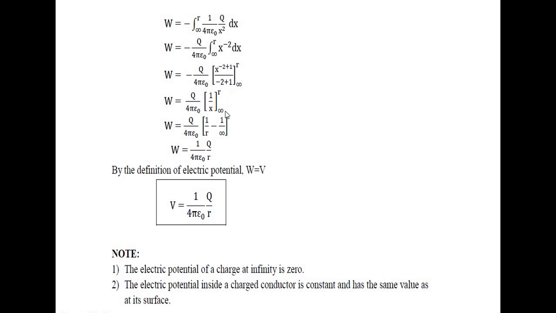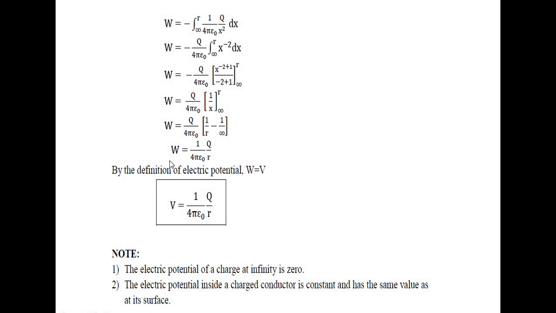This is the limit of integration, means the charge is brought from infinity to the point r. That is why we have to substitute the limits. Upper limit 1 by r minus lower limit 1 by infinity. Here 1 by infinity becomes 0. So what happens here? Q by 4 pi epsilon naught into r. We can write it as 1 by 4 pi epsilon naught q by r. This is the total work done in bringing the charge from infinity to the point P. The point P is at a distance of r. That is why here we took the letter r.